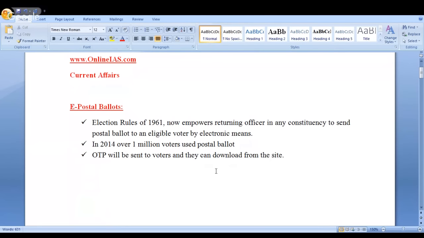Is it okay? Along with that, an OTP will be sent to the concerned person, and the ballot paper can be downloaded, the oath exercised, and it will be sent back through the so-called postal system. Right? So this is with respect to the e-postal ballot.